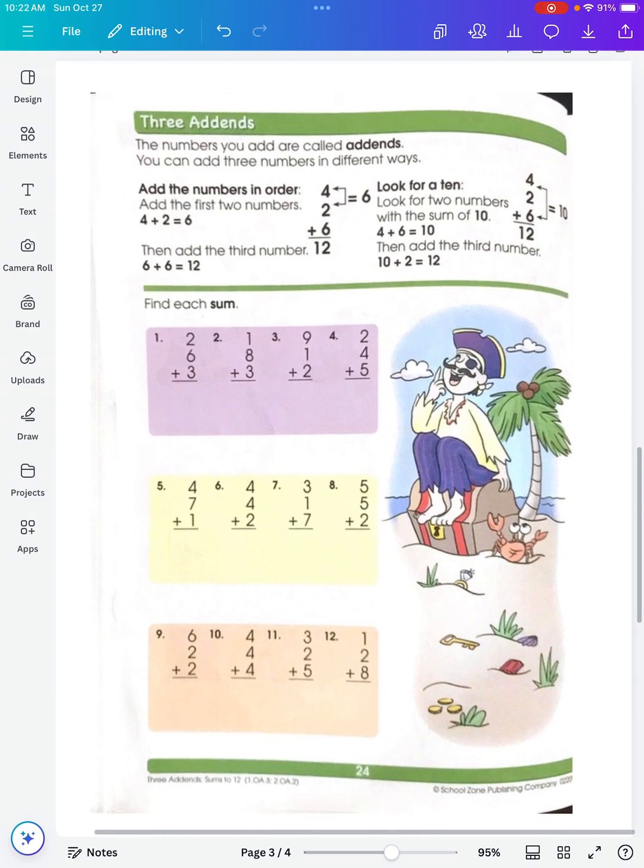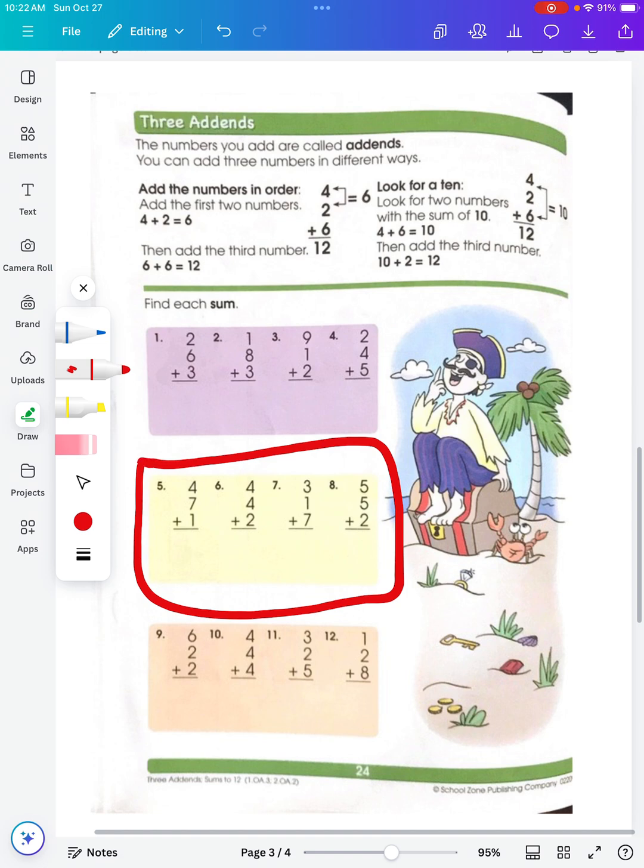Now, page 3. We'll just answer the second box right here. Okay. So, 3 add-ins. The numbers you add are called add-ins. You can add 3 numbers in different ways. Add the numbers in order. Add the first 2 numbers, 4 plus 2 equals 6. Then add the third number, 6 plus 6 equals 12.